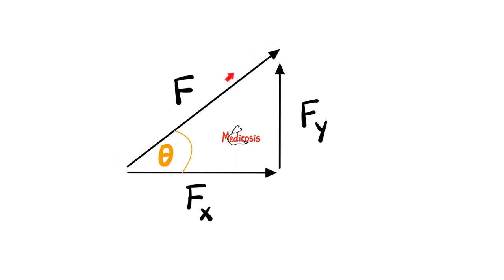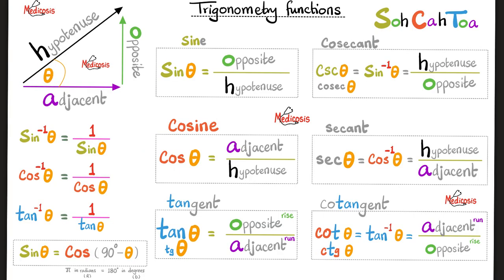Remember, this is the resultant vector. You can split it into its 2 components, the x component on the x-axis and the y component on the y-axis, horizontal and vertical. And the angle here is called theta. This is the side opposite to the angle theta. This is the adjacent side to the angle theta. And that's the hypotenuse, which is always opposite the right angle. So SOHCAHTOA is the mnemonic.